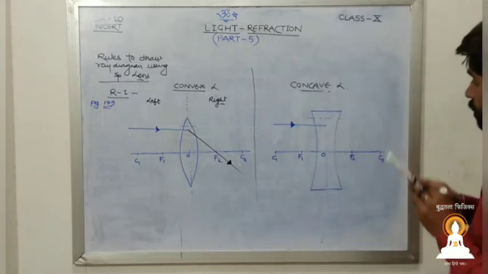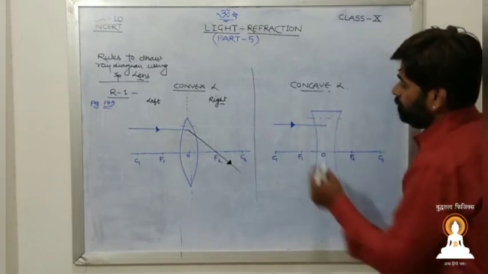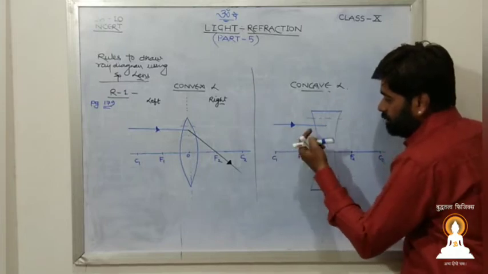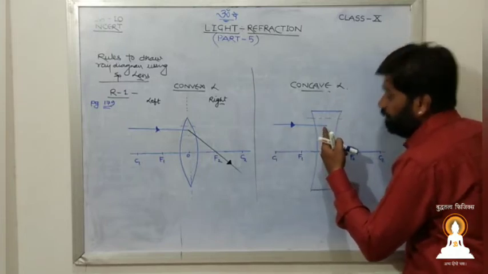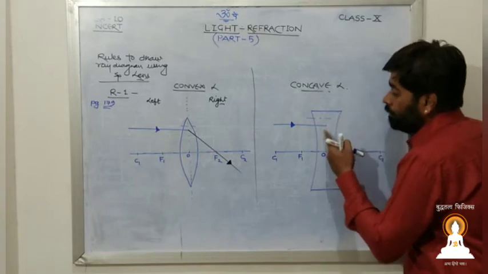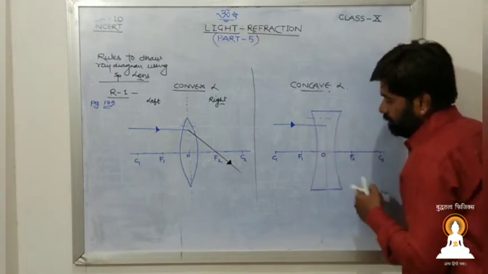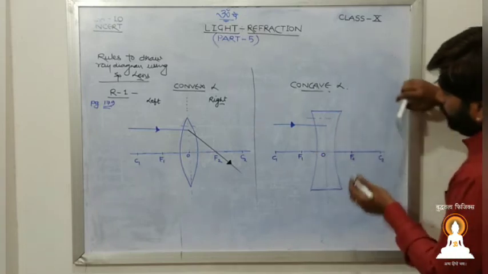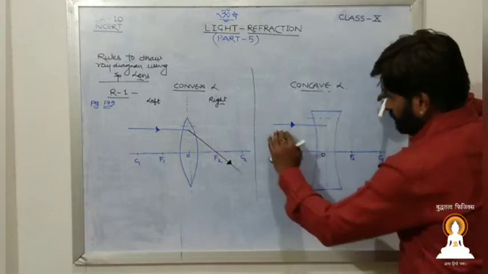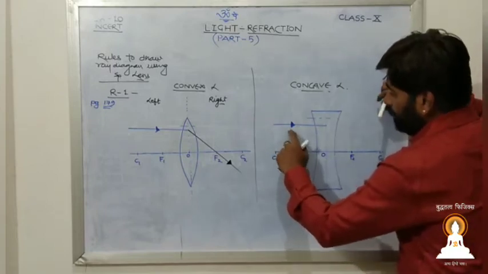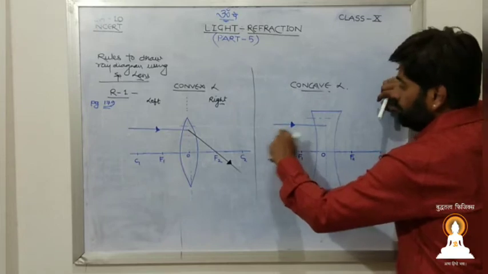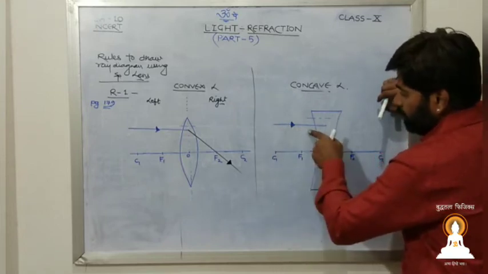Now what they are saying in rule number 1 is that when light parallel to the principal axis comes towards the lens, just after refraction it will appear to diverge from the focus. It will appear to. Now see how to draw this. First of all, select the line over which you have to draw your incident ray.